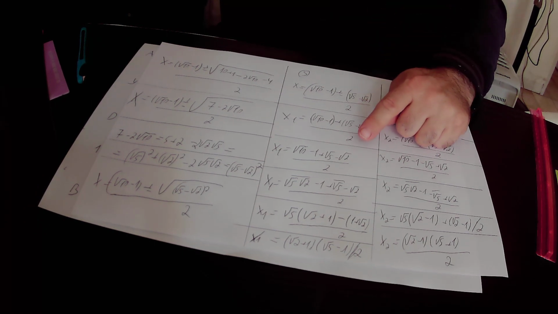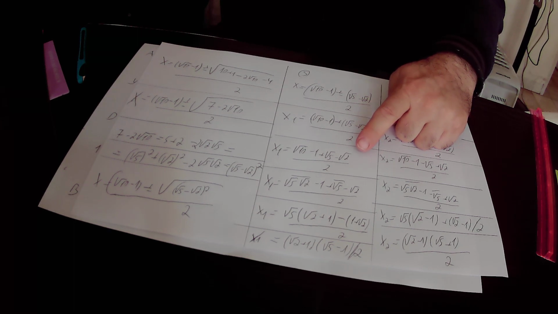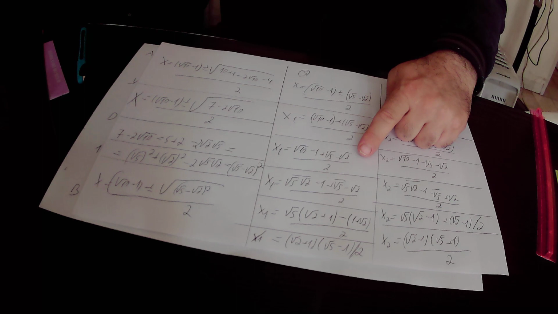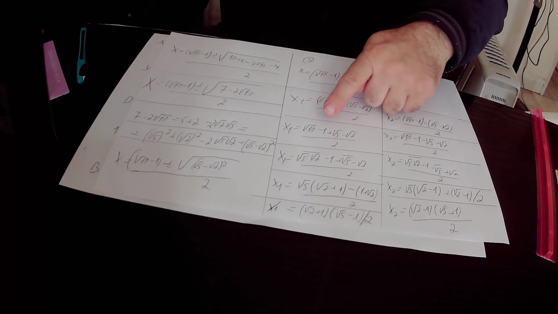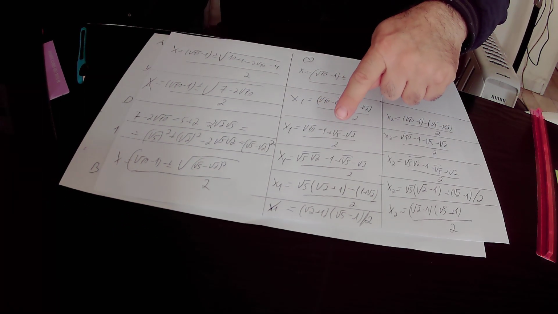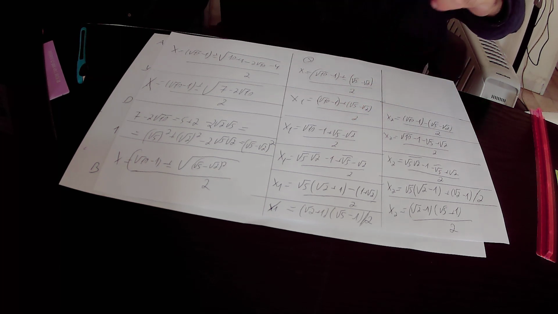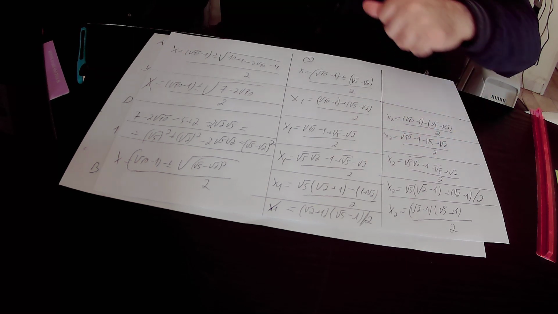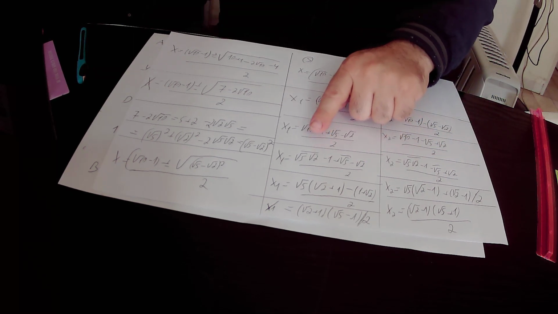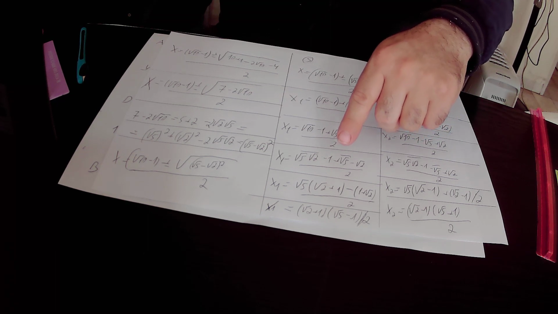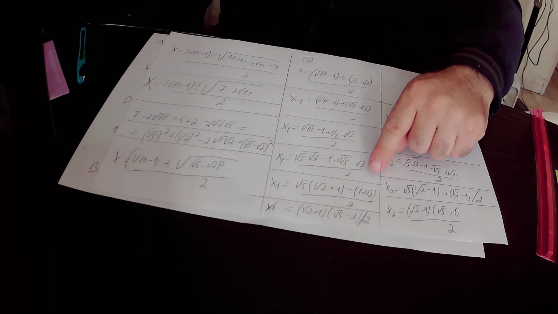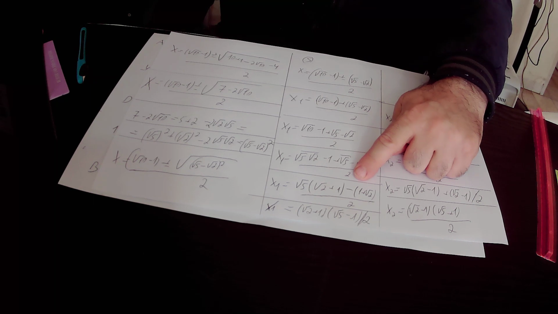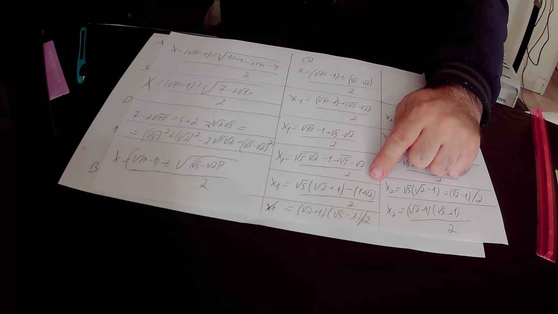So x1 equals square root of 10 minus 1 plus square root of 5 minus square root of 2, over 2. Here we substituted square root of 10 by square root of 5 times square root of 2, and we found that x1 equals square root of 5 times square root of 2 minus 1 plus square root of 5 minus square root of 2, over 2. Here we took square root of 5 as a common factor, and inside the brackets we will have square root of 2 plus 1, minus 1 plus square root of 2. Here we took minus 1 as a common factor, and inside the brackets we have square root of 2 plus 1.